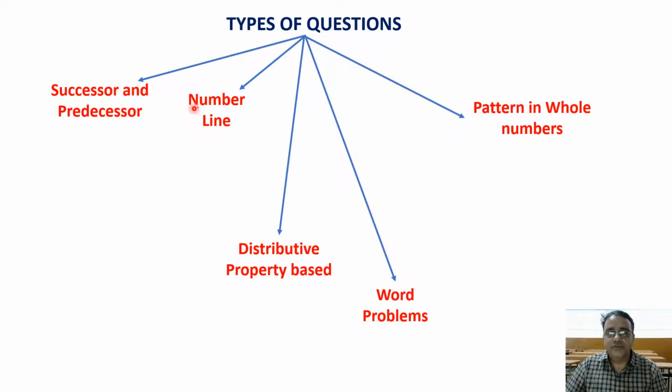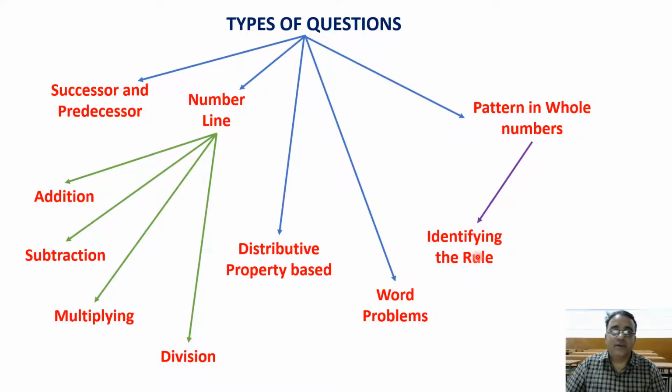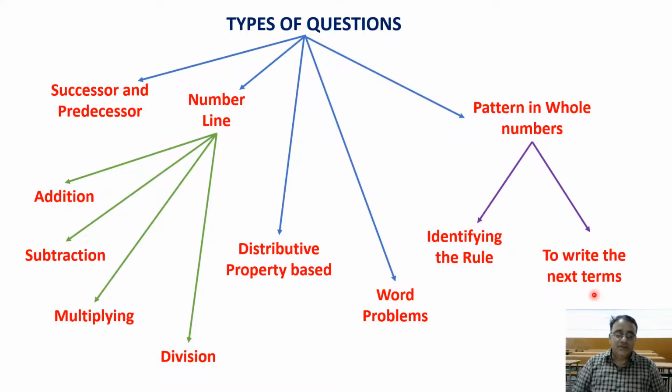So now coming to number line, we have 4 types: addition, subtraction, multiplication, that is multiplying numbers, and division. And in patterns we have 2 types. One is identifying the rule and the second one is to write the next terms. So now we are going to start with the first topic, that is successor and predecessor.